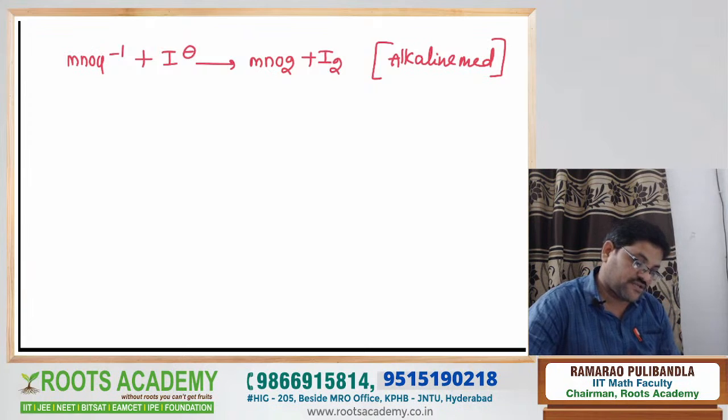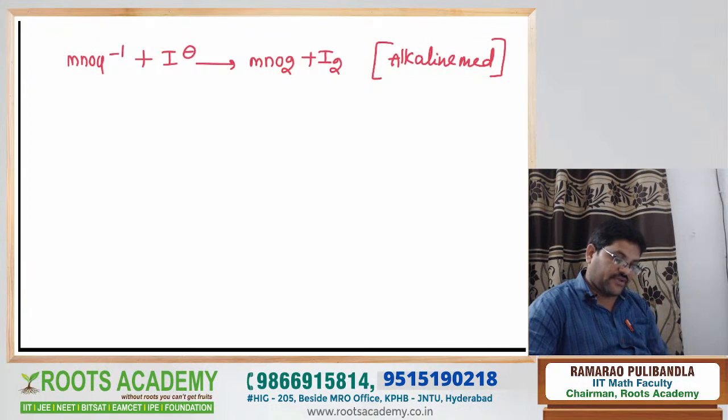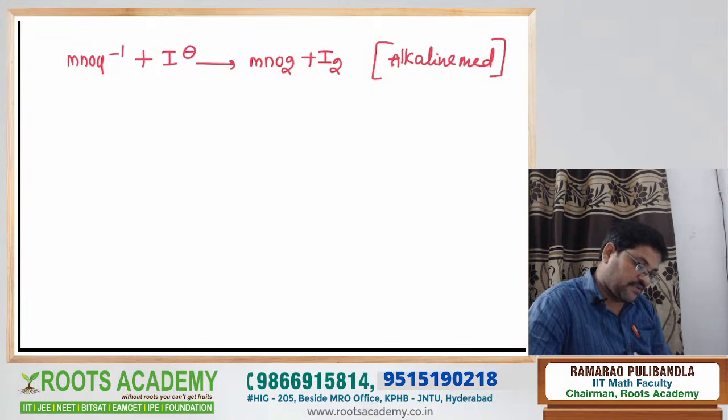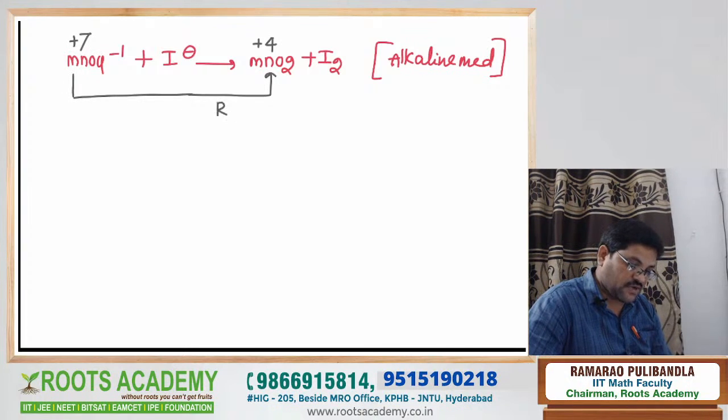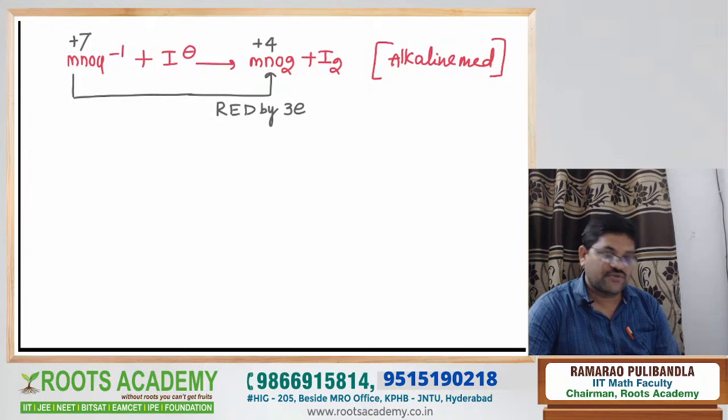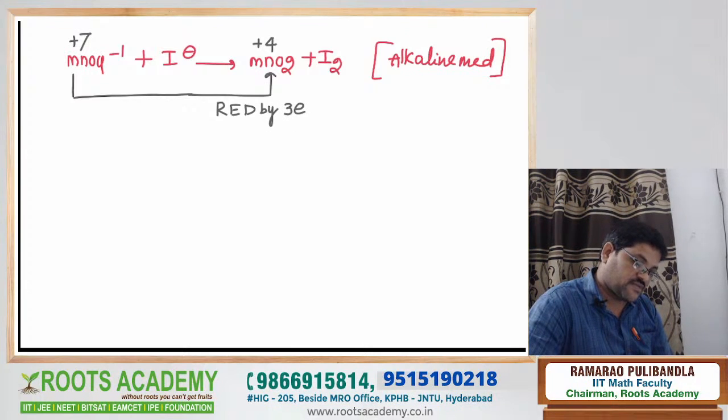Yes, now see. First, we check the reduction half reaction and oxidation half reaction. In MnO4 minus, Mn is in the plus 7 state. Here Mn is in the plus 4 state. One manganese atom of plus 7 changes to one manganese atom of plus 4. That means reduction by 3 moles of electrons. Understood? And come to here. I is minus 1, and in molecular form it is 0. So minus 1 becomes 0, which means oxidation. You write like that.